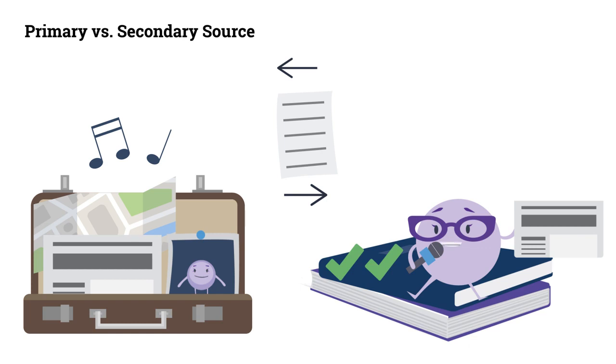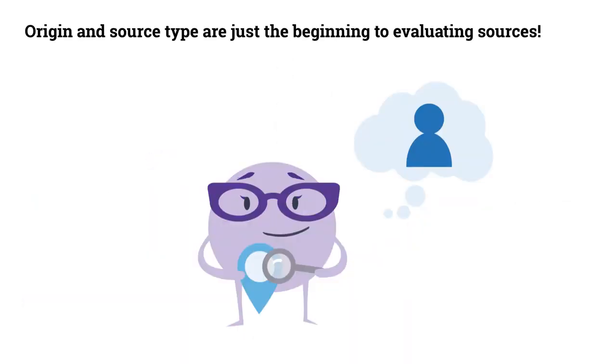As always, review assignment directions to understand if there's anything pertaining to source type, whether it's digital, print, primary, or secondary. Keep this information in mind while moving forward with different categories for evaluating source credibility, such as purpose, perspective, and relevance. Origin and source type are just the beginning to evaluating sources.